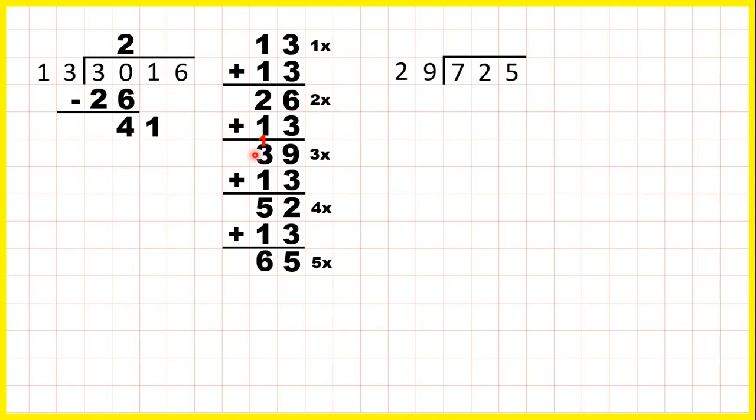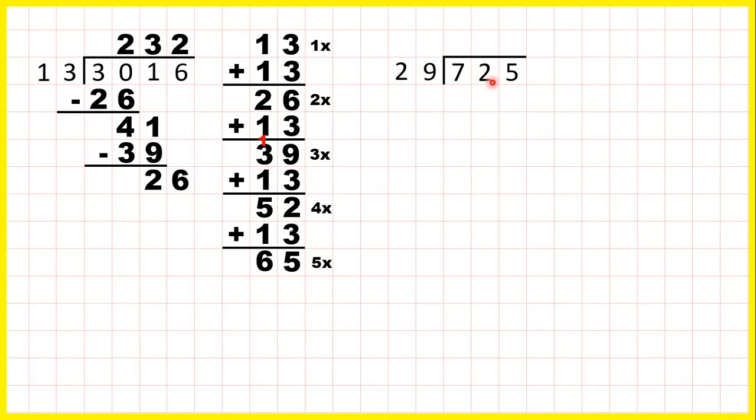Now 39 is the closest number to 41 that's still less than 41. So we write 39 underneath, and because that's 3 times, we write 3 in our answer line. Now we subtract. 41 minus 39 is 2, and we bring down the 6, so we have 26 divided by 13. We can see that that's exactly 2 times, so we have 2 in our answer. So 3016 divided by 13 is 232.